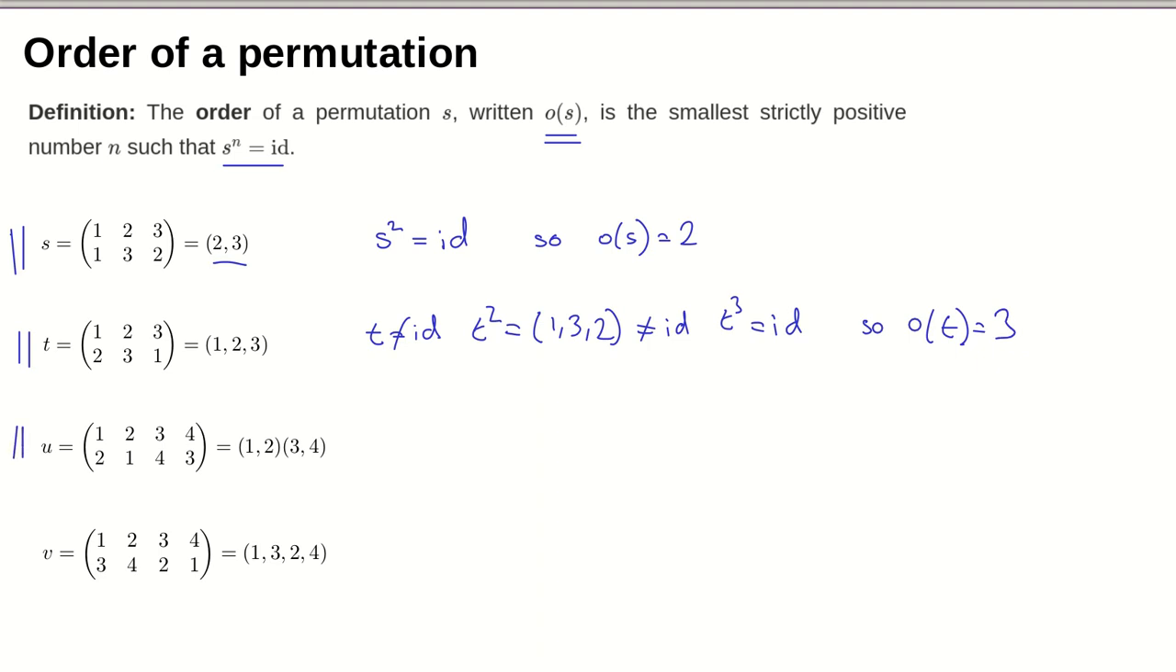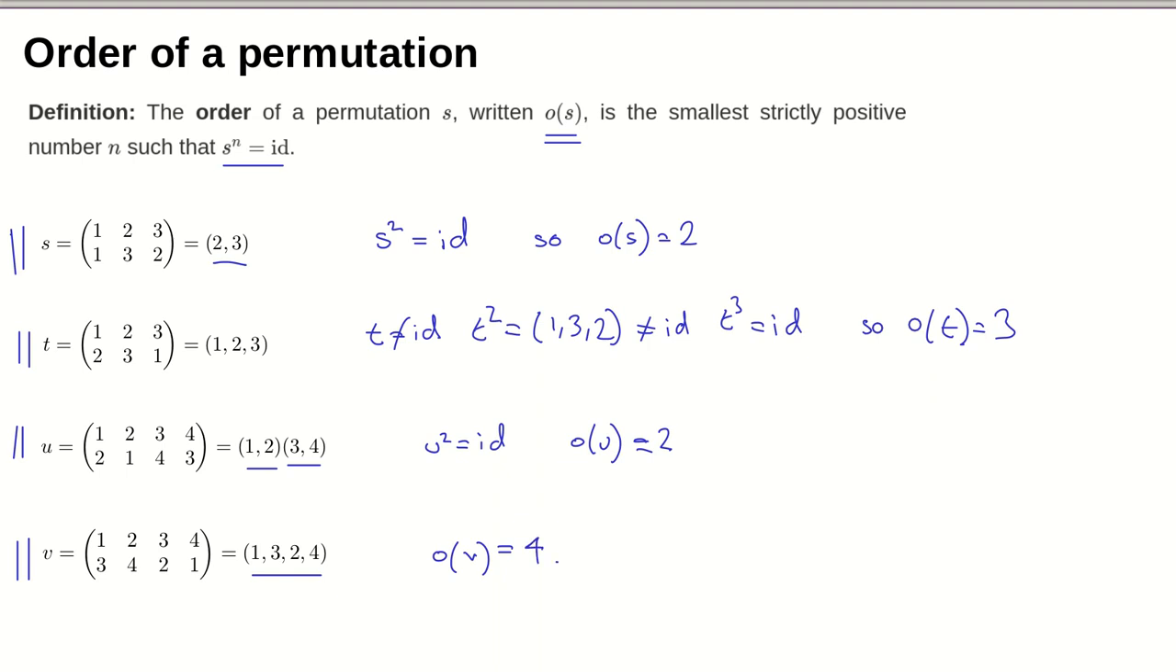Here is u, which is the permutation which has a disjoint cycle decomposition of (3 4)(1 2). And in fact, what you'll find is that u squared is equal to the identity, so the order of u is 2. On the other hand, if you take this permutation v, which is the 4-cycle (1 2 3 4), if you check the first 4 powers of v, what you will find is that the order of v is 4.